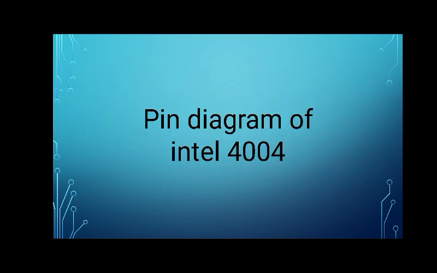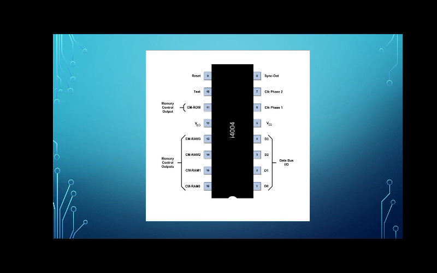So, let's see the pin diagram of 4004. 4004 is a 16-pin microcontroller. The first four pins are D0, D1, D2, and D3, which are used for the data bus, for input and output transmissions. Pin number 5 is VSS, which is ground, for connecting to ground.